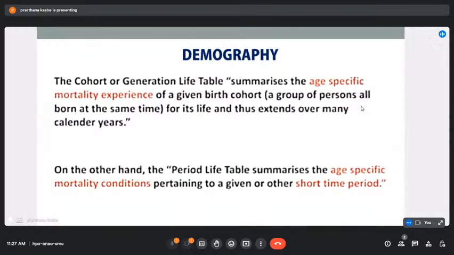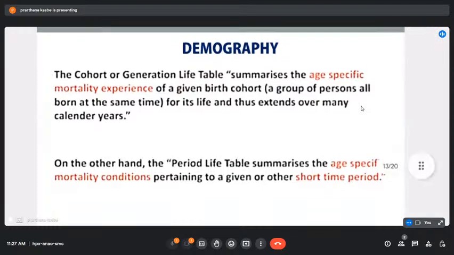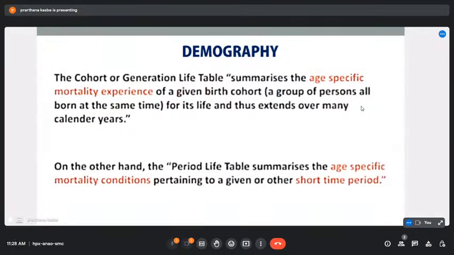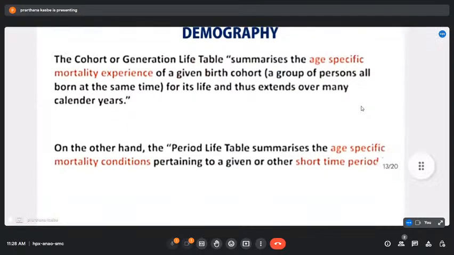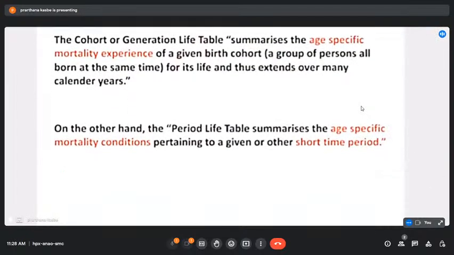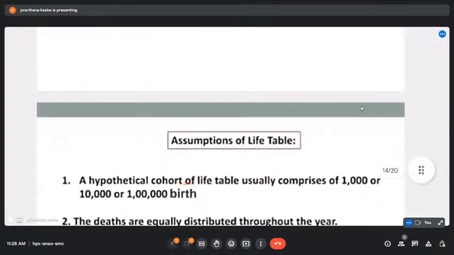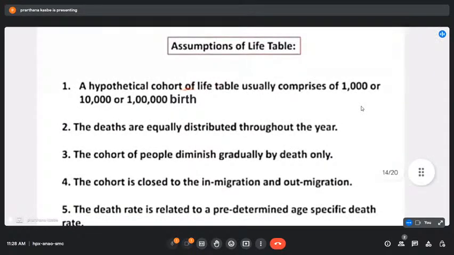On the other hand, the period life table summarizes the age-specific mortality conditions. The cohort table is mortality experience, and the period life table summarizes the mortality conditions pertaining to a given short time period. So the generation is the lifetime or long time period, and the period life table is the short time period. So what are the assumptions regarding the life table?